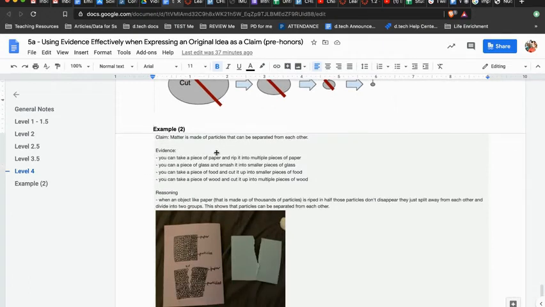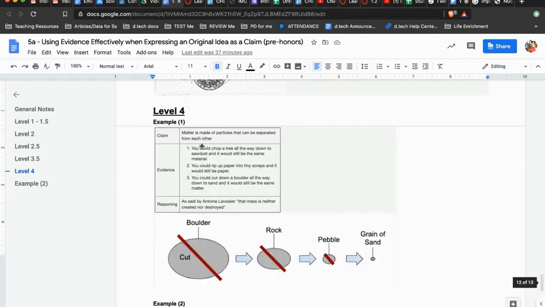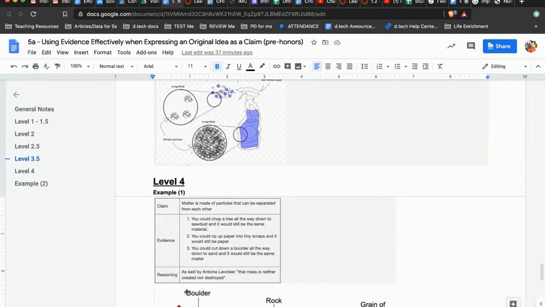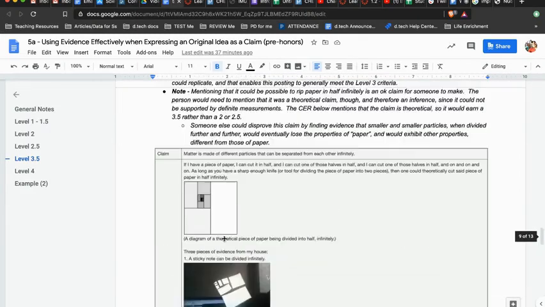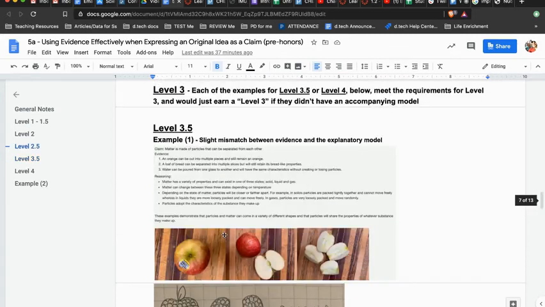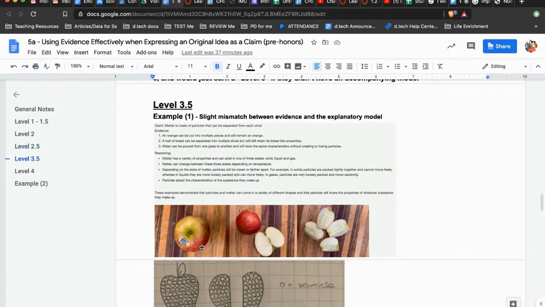And there's a bunch of examples, right? You can take a piece of paper, rip it into multiple pieces of paper. It's still paper. You can take a piece of glass and smash it into smaller pieces of glass, right? Infinity is not mentioned. We're not trying to overclaim this idea of separation. And it is clear how every piece of evidence directly supports the claim. And I think, again, that's due to the fact that the claim is not trying to be too all-encompassing. It's not trying to incorporate infinity. I think this is the same idea, the way that these are worded. And I think this one, level 3.5, this example would earn level 4.